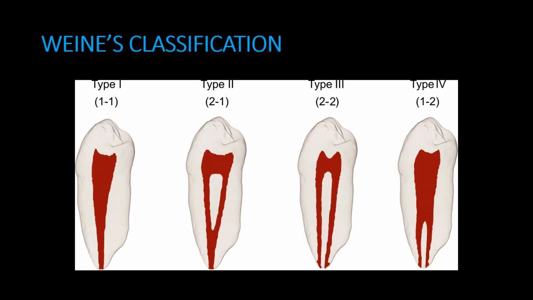Weine's classification. Type 1 is 1-1: 1 canal ends as 1. Type 2 is 2-1: 2 canals end as 1. Type 3 is 2-2: 2 canals end as 2. Type 4 is 1-2: 1 canal ends as 2.